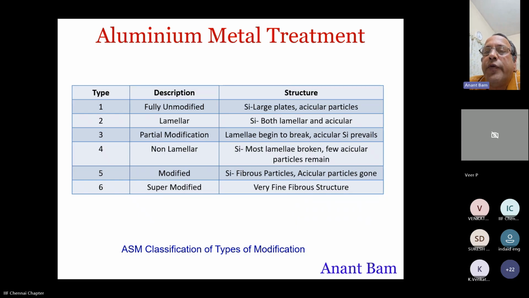This is the description of those types. Type 1 is fully unmodified silicon, having large plate, acicular particles. Type 2, lamellar silicon, both lamellar and acicular. Type 3, partial modification is done. Lamellae begin to break. Acicular silicon prevails. Type 4, which is easily achievable, I would say. 3 and 4 are easily achievable. Non-lamellar, most lamellae are broken, few acicular particles.